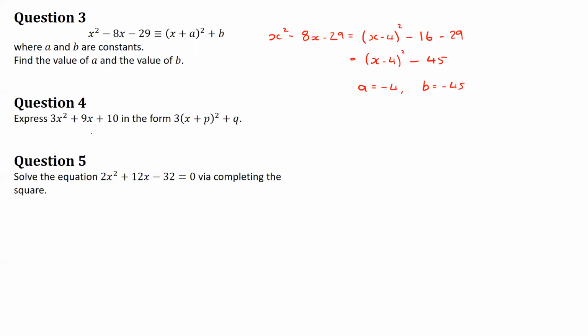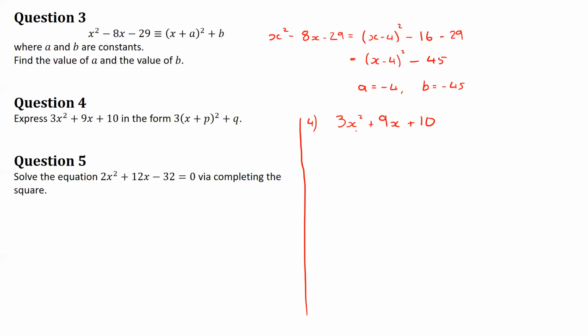Question 4, I feel I'm going to need a little bit more room, so I'm just going to cut this here. And for question 4, I'm just going to do it in this section here. So I've got 3x squared plus 9x plus 10, and it wants it in the form 3 lots of a bracket plus some kind of constant. And so the first step to do here is to try and factorize. So you can't really complete the square unless you factorize and get a singular x squared.